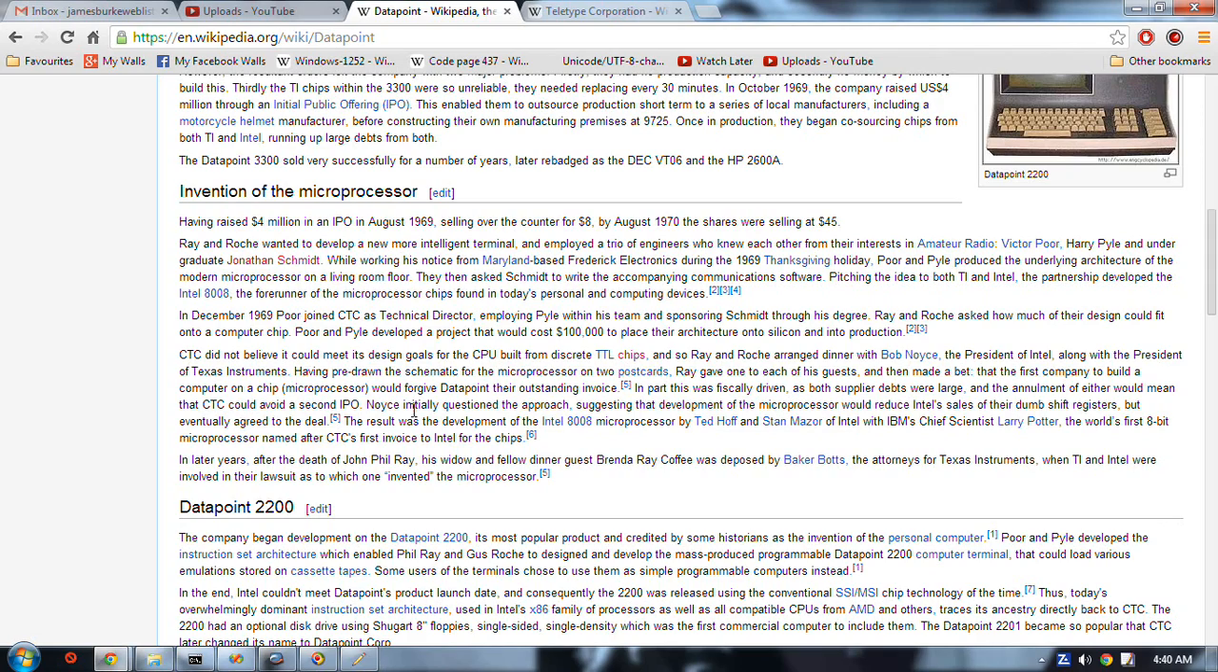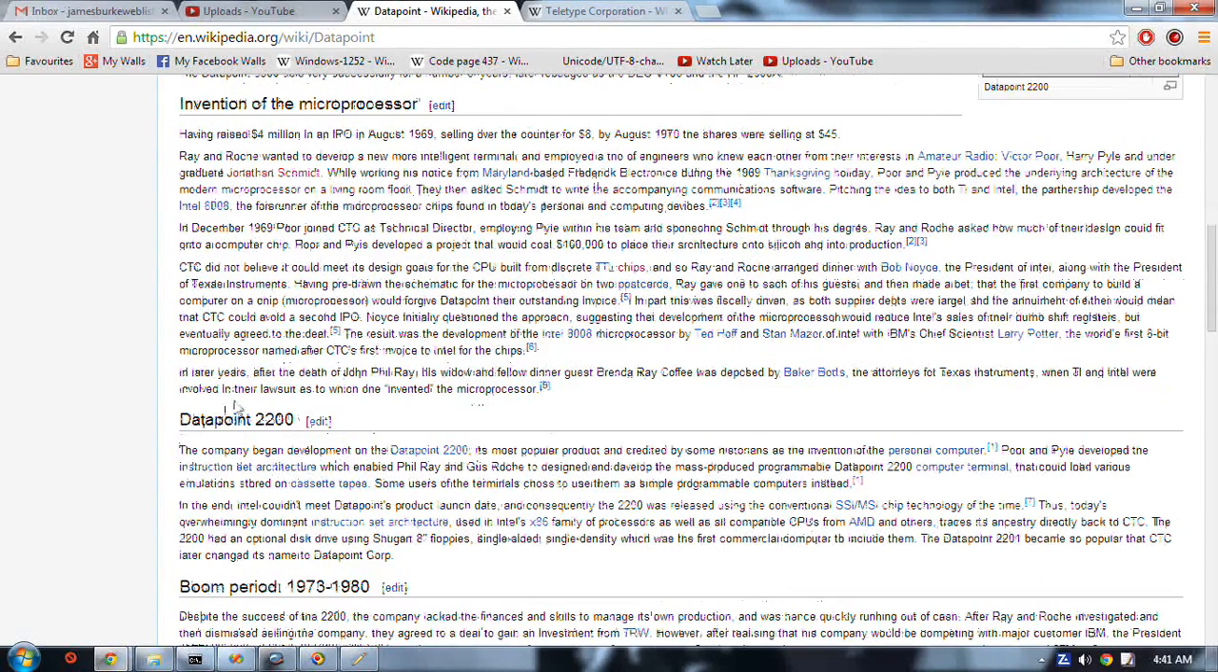It was eventually Intel that went ahead and did it, and came up with the world's first microprocessor, named after the CTC's first invoice to Intel for the chips. So the number 8008 was the number of the invoice.